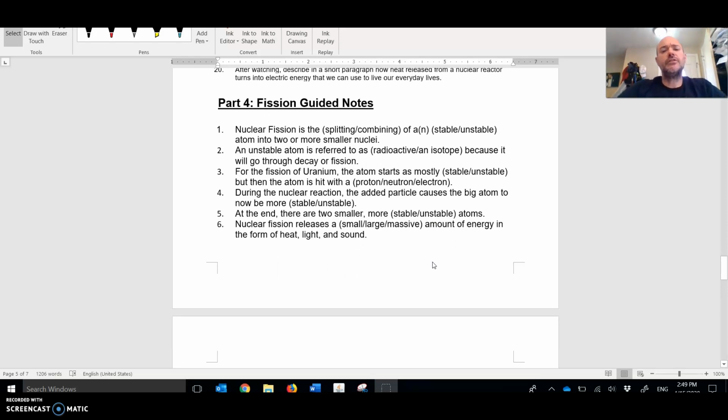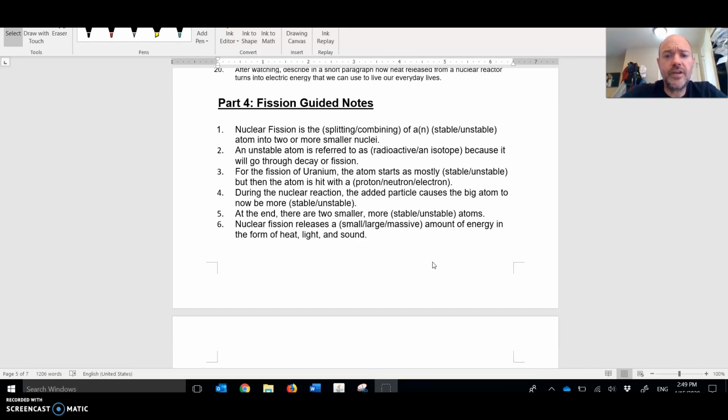So thinking about nuclear fission, what did we see? Is that the splitting or the combining of an atom? And is it stable or unstable atoms that do that? What do we refer to an unstable atom as? Is it radioactive or is it an isotope?